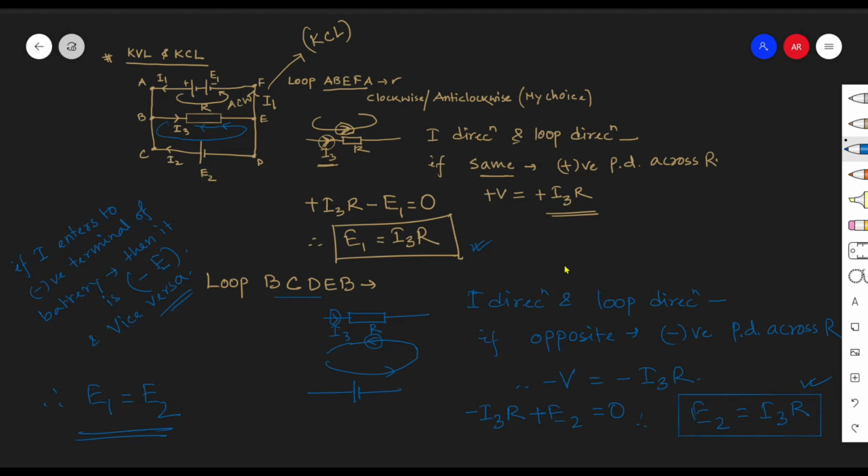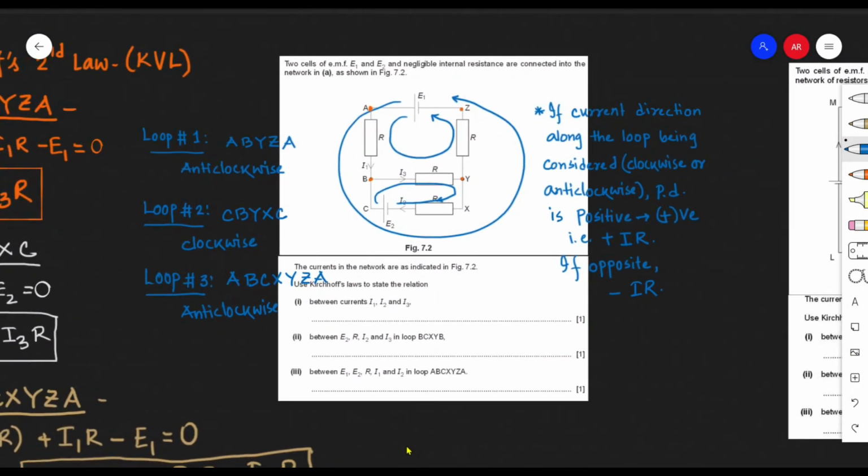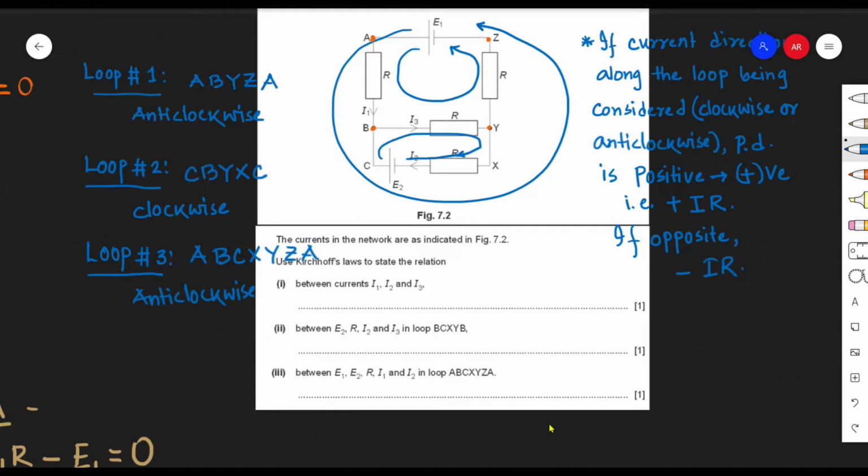Anyways, this is how we applied Kirchhoff's voltage loop and current loop, its first law and second law, and we obtained the expressions for the multiple batteries. One thing you do remember, I miswrote here: if the loop enters the negative terminal of the battery, it is negative of EMF.